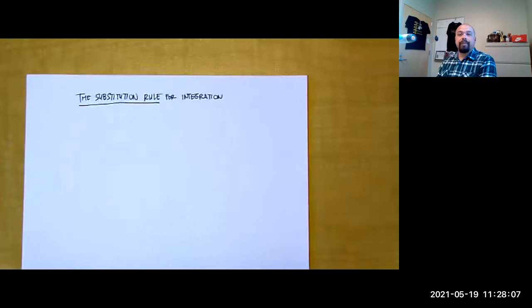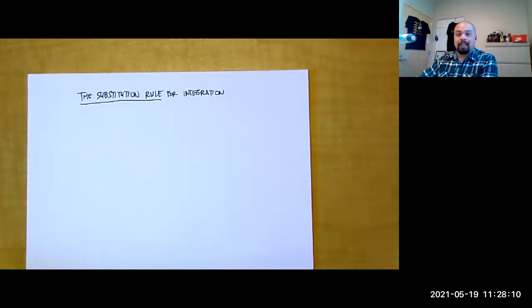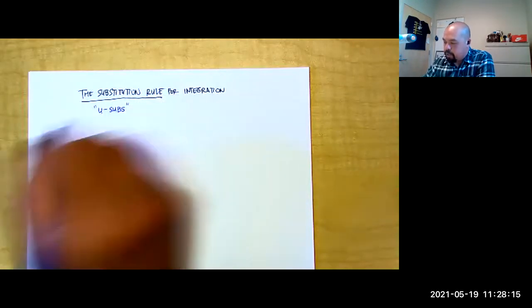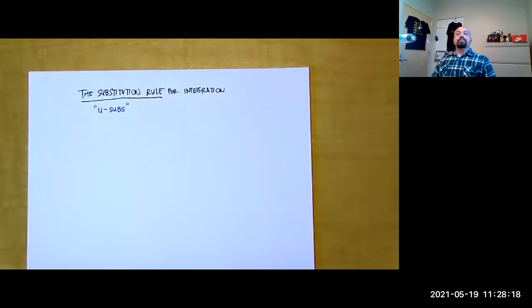The substitution rule for integration. As we go through this process more, you'll see we're going to be talking about u subs, u substitutions. This allows us to find the antiderivative for expressions that maybe we wouldn't be able to directly find with the power rule or on that list of common antiderivatives. And remember, we don't have a product rule for evaluating these antiderivatives.